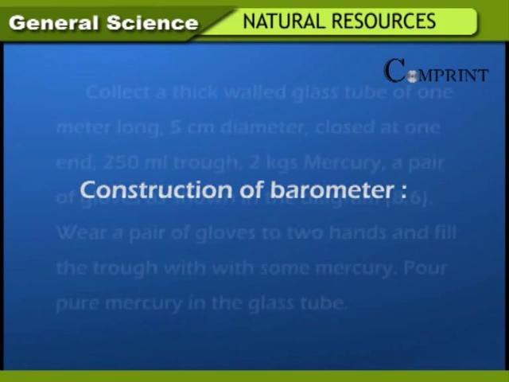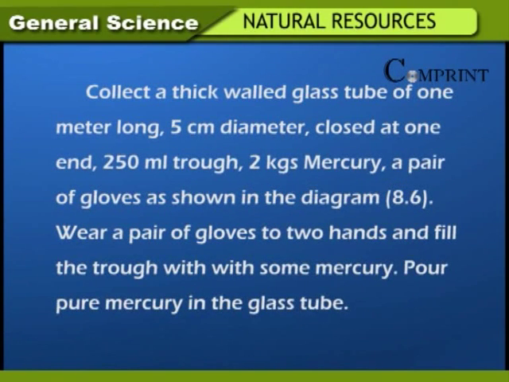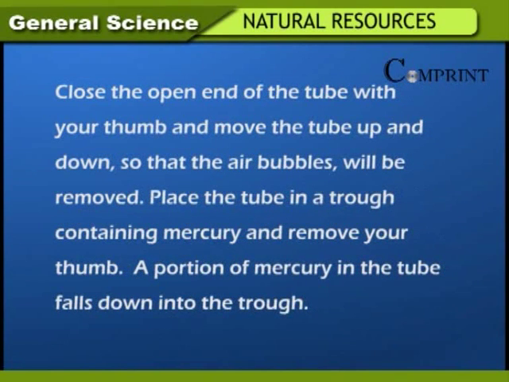Construction of barometer. Collect a thick-walled glass tube of 1 meter long, 5 cm diameter, closed at one end, a 250 ml trough, 2 kg of mercury, a pair of gloves, as shown in the diagram. Wear a pair of gloves on both hands and fill the trough with some mercury. Pour pure mercury in the glass tube. Close the open end of the tube with your thumb and move the tube up and down so that the air bubbles will be removed.